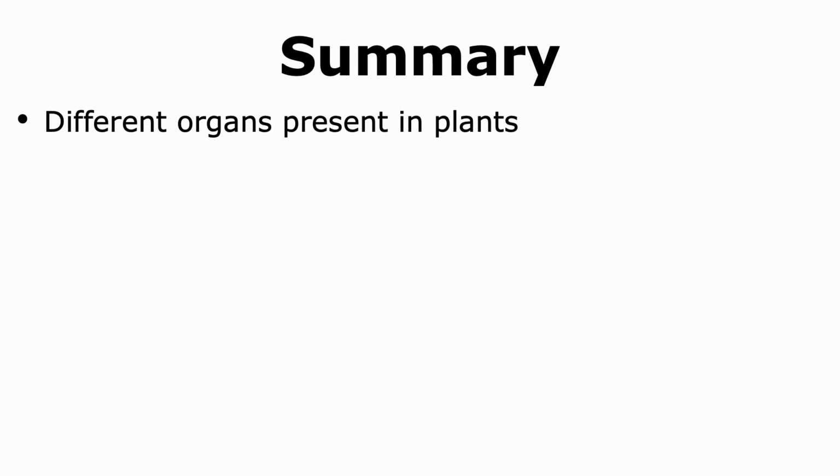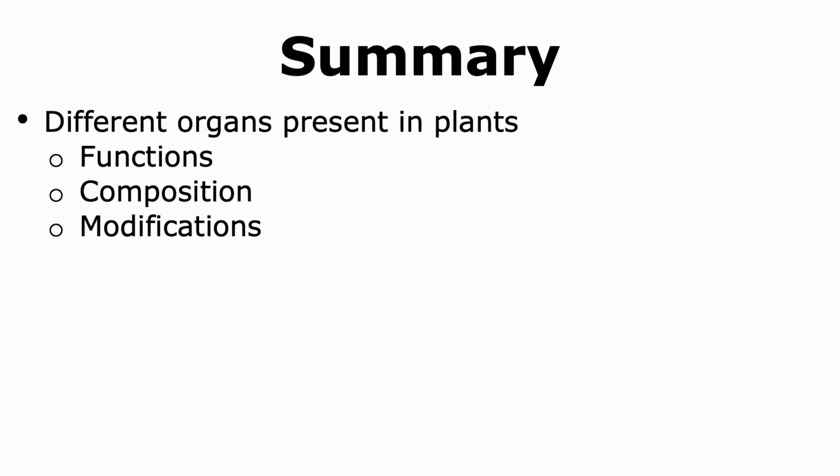With this, we come to the end of our talk, where we learned about the different organs present in plants, namely the roots, stems, and leaves. We learned about the functions of these organs, as well as their composition and different modifications that are shown by different plants.